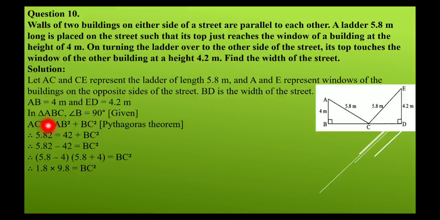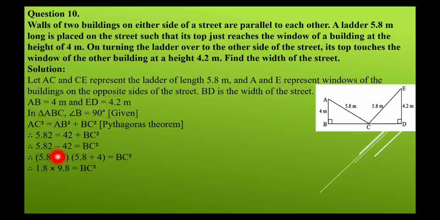In triangle ABC, angle B is equal to 90 degree, given. By Pythagoras theorem in this triangle ABC, AC square is equal to AB square plus BC square. So we know the values, substitute and put a square. 5.8 square, children, make a correction here. The 2 which is placed after every number is a square. 5.8 square is equal to 4 square plus BC square.